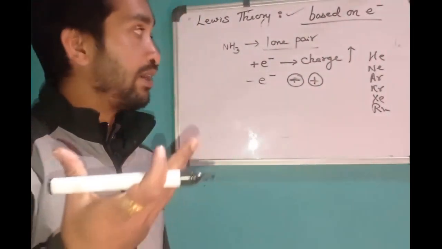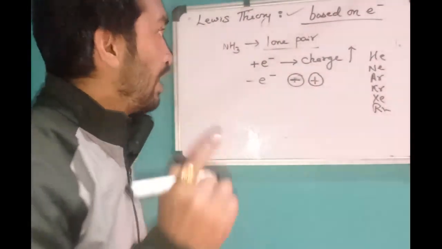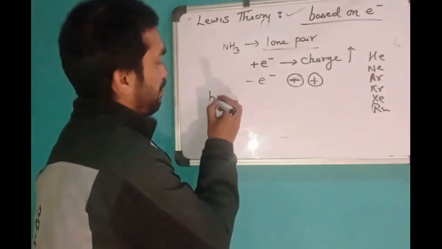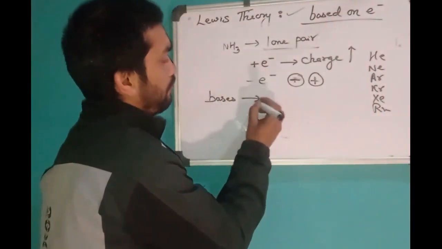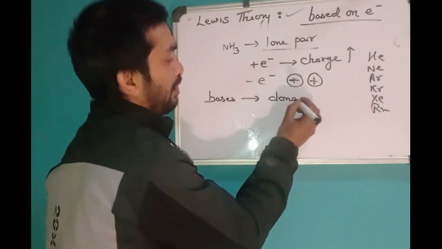How? By donating electrons. Now here comes your Lewis theory. According to Lewis theory, bases are the species which donate electrons.